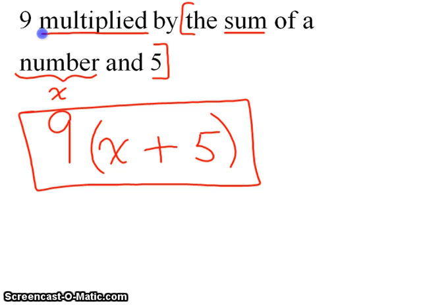Okay, so those are just a few examples. Again, look for your operation words: multiply, sum, subtract, minus, things like that. Then look for the number. When you see a number, that's going to represent your variable. Also try to pay close attention to the order in which you write things.